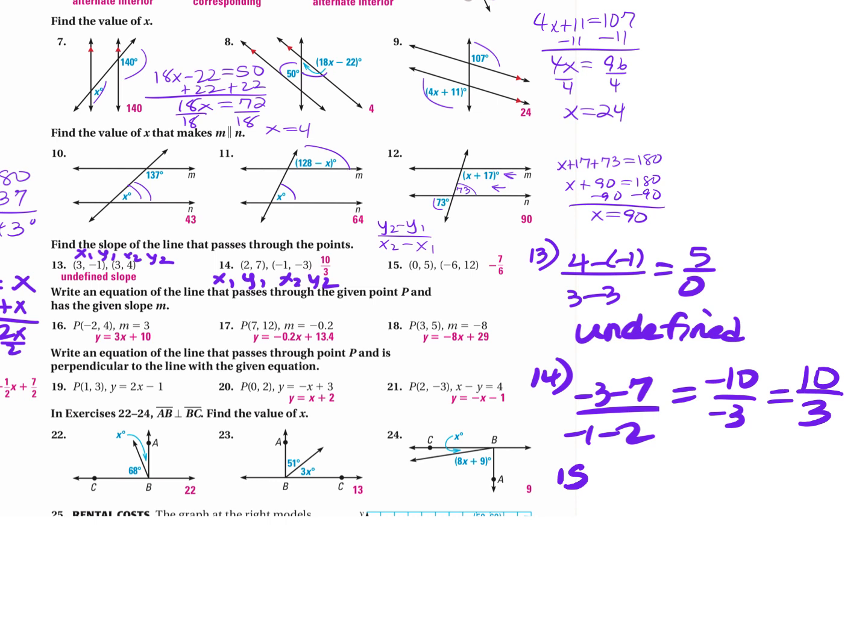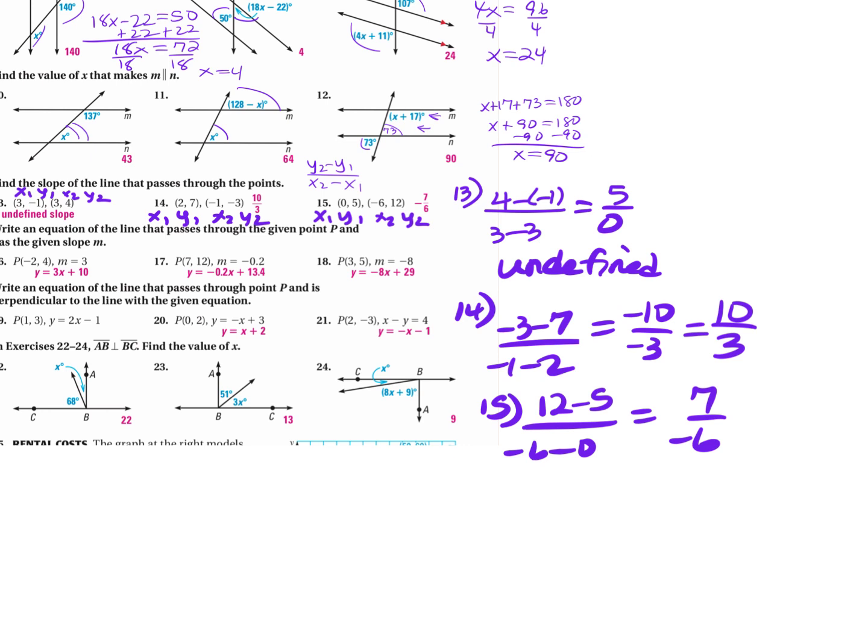Then number 15, same thing, x1, y1, x2, y2. And it doesn't matter which one you label as ordered pair 1 or ordered pair 2. You get the same answer either way. So 12 minus 5 over negative 6 minus 0. I get 7 over negative 6. And again, just recognize that when there's one negative in the fraction, it could have been pulled to the front of the fraction. So just in case this ends up being a multiple choice question, be able to recognize that these two mean the same thing.